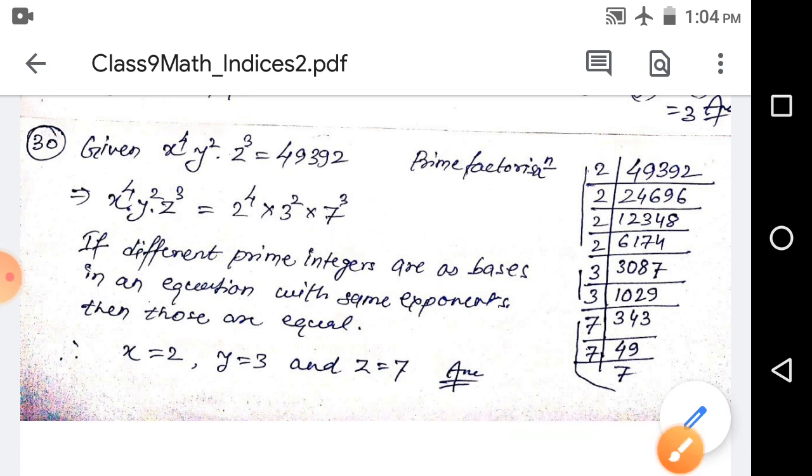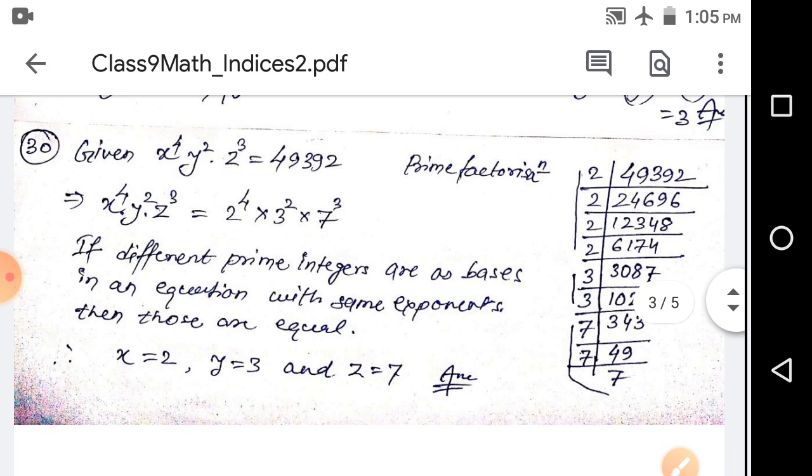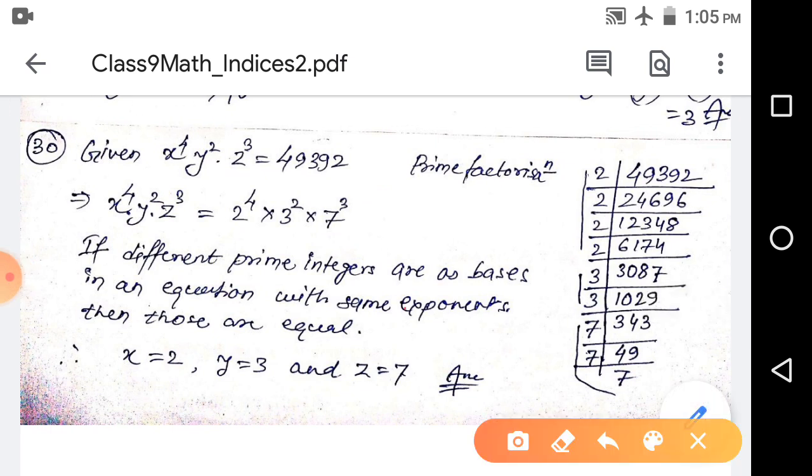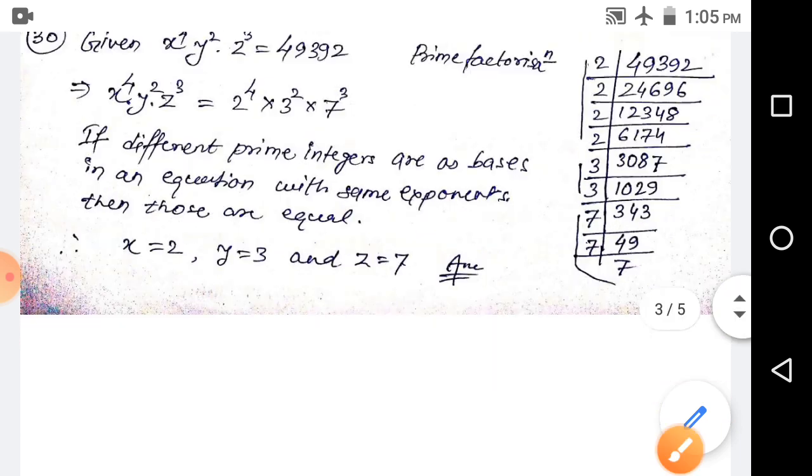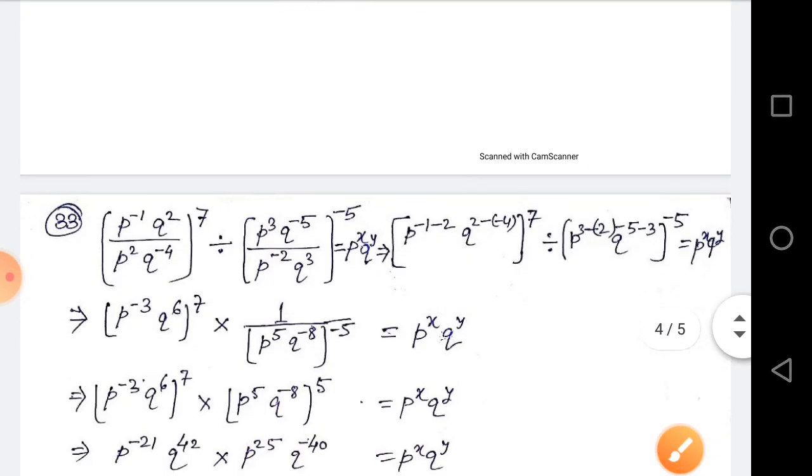So the statement is written here: if different prime integers are used as bases in an equation with the same exponent, then those corresponding bases are equal. So x equal to 2, y equal to 3, and z equal to 7, and this is the answer for this question.